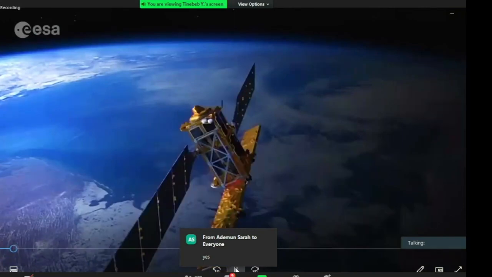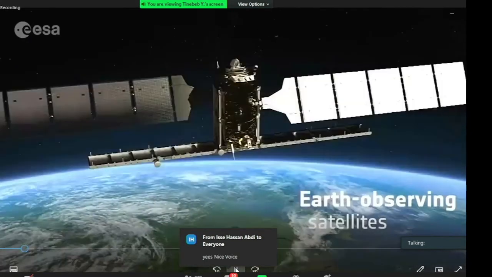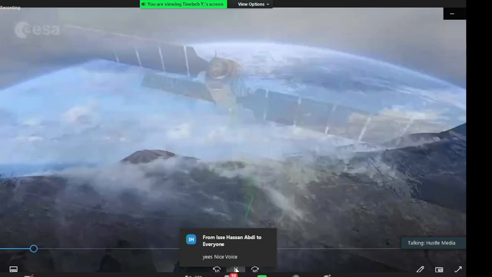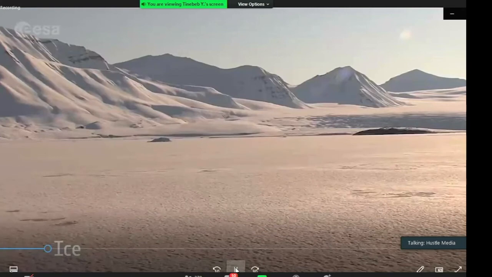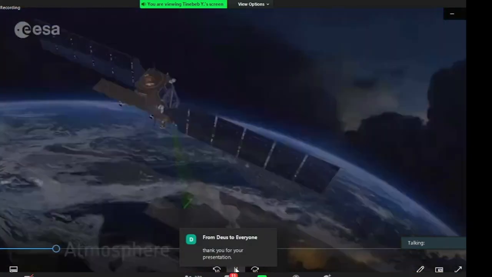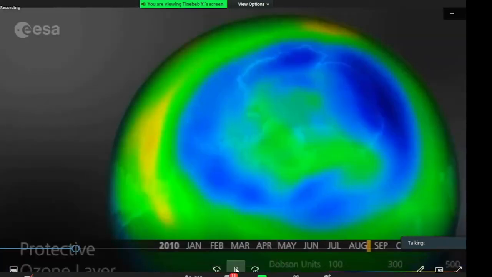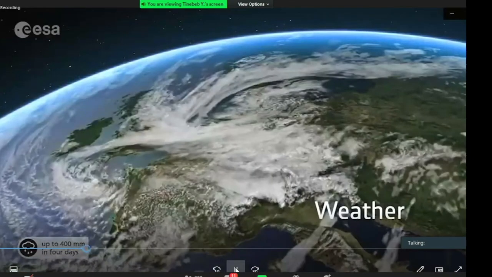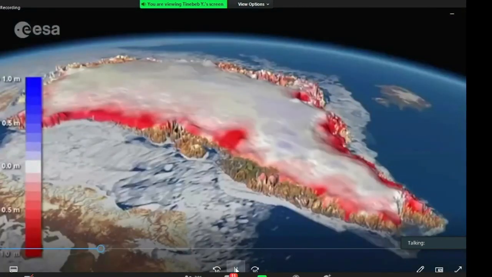High above us, some 800 kilometers above our heads, satellites are looking down at our Earth, collecting information. Information about the land, the oceans, ice, and the atmosphere. Why is this important? It's because we need to understand how the Earth works and to know more about how it's changing. These could be short-term changes like a shift in the weather, or long-term changes affecting our climate.